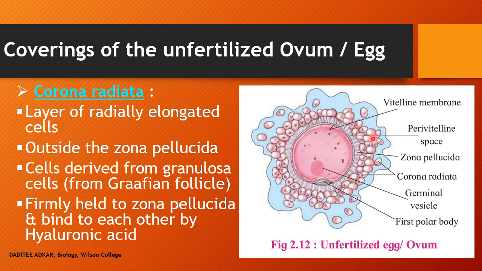The cells of the corona radiata firmly bind to each other and also to the zona pellucida layer with the help of a substance called hyaluronic acid.